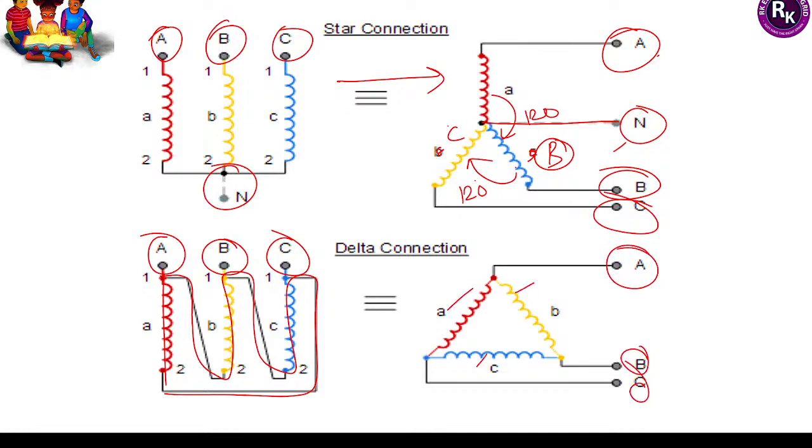And if you observe, in delta, we will be having only 3 terminals, whereas in star, we will be having 4 terminals. Next, the voltage, current, power relation for star and delta connection. While talking about a star circuit, I can say line voltage equals root 3 times the per phase voltage, and line current will be equal to per phase current. This is for star connected network.